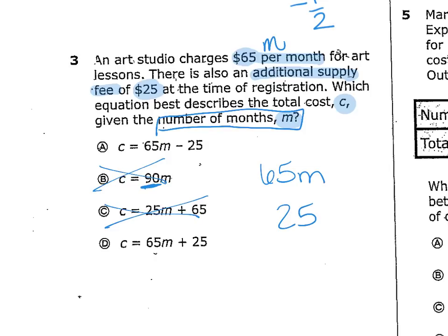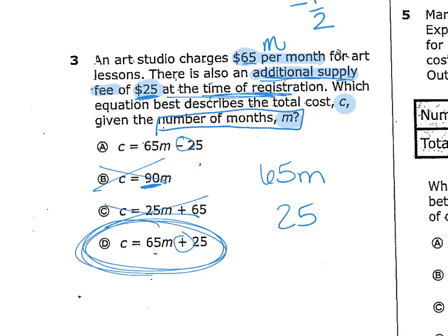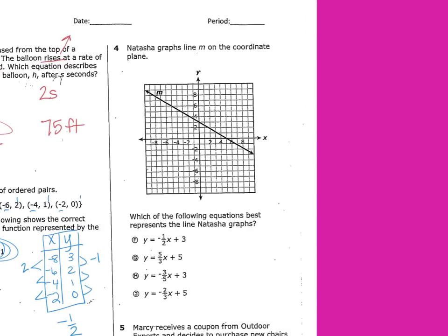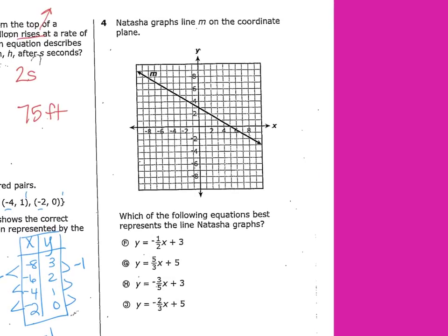We don't want to do that. Those are two separate things. You're not paying $90 a month. You're paying $65 a month per lessons, and then a one-time, it looks like, additional supply fee of $25 at the time of registration, so at the very beginning. And so we're either adding or we're subtracting. If you're going to pay a fee plus so much per month, you want to add those two together to get your total.